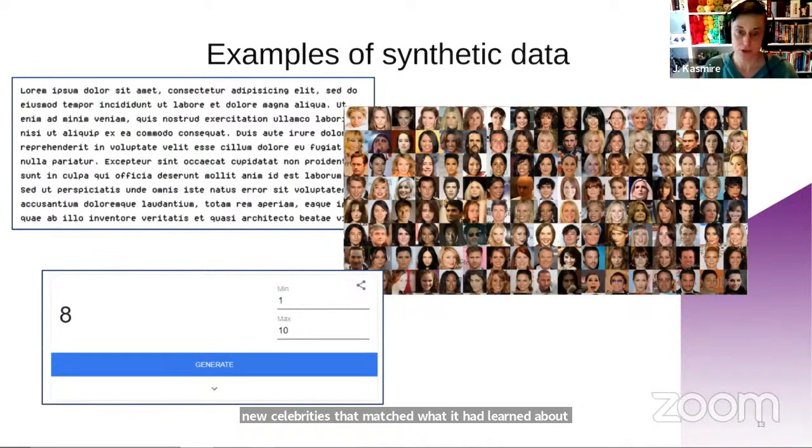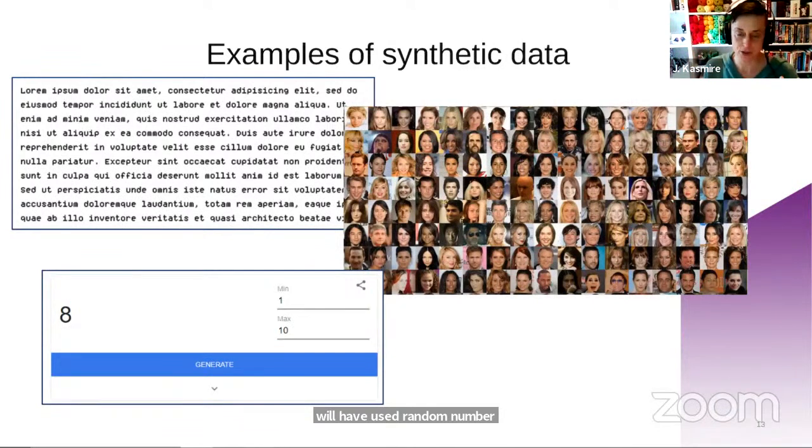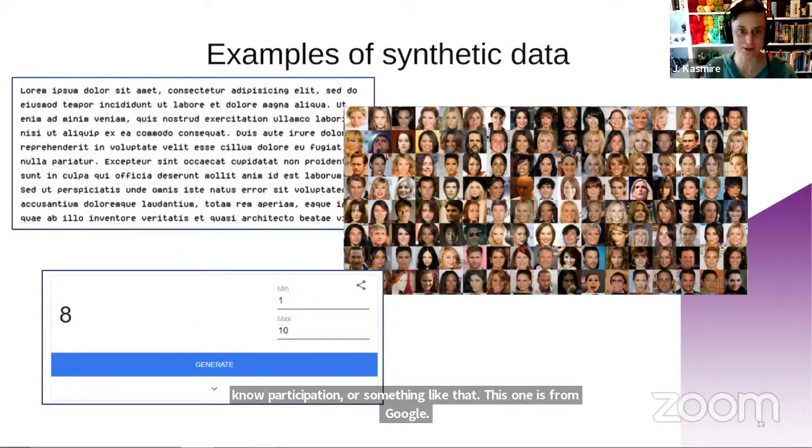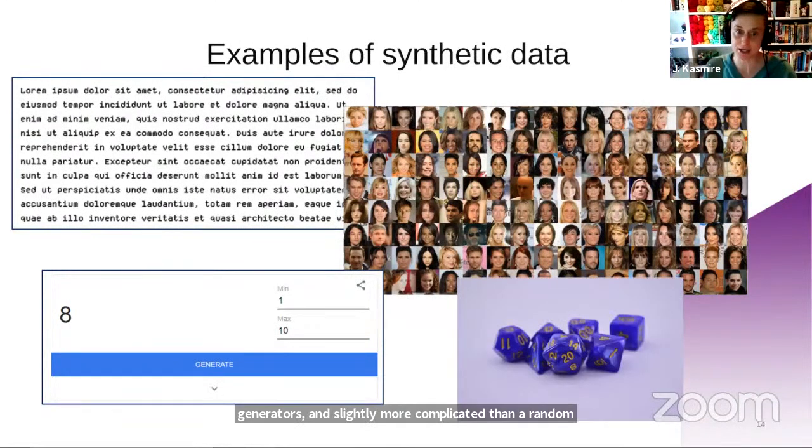I mean, lots of you will have used random number generators, if you're trying to pick a raffle from online participation or something like that. This one is from Google, but of course there are other competitor random number generators. And slightly more complicated than a random number generator is a dice simulator. You can say how many dice, how many sides each of those dice has, and then you can throw a virtual handful of dice and get the results.